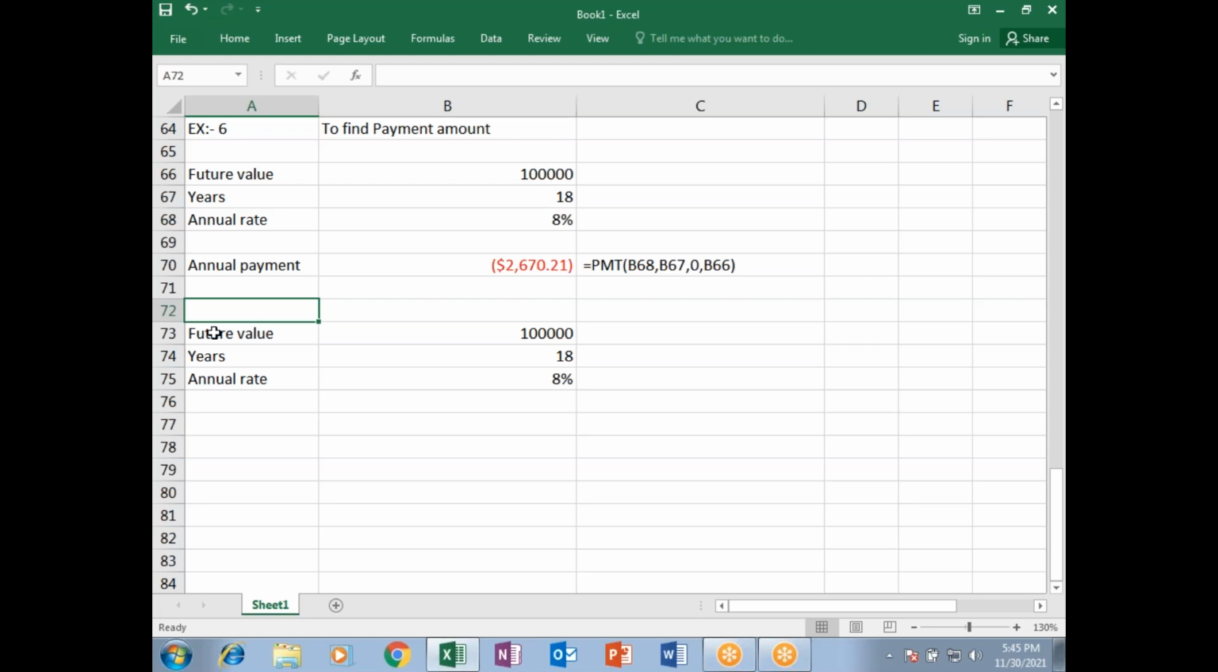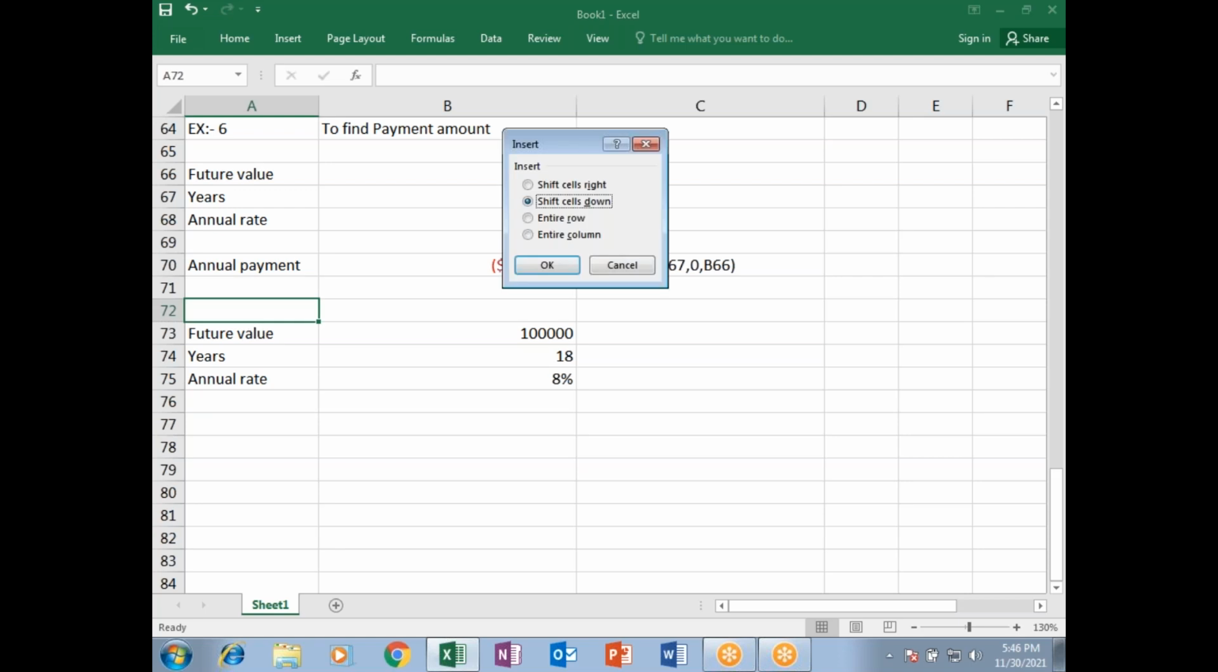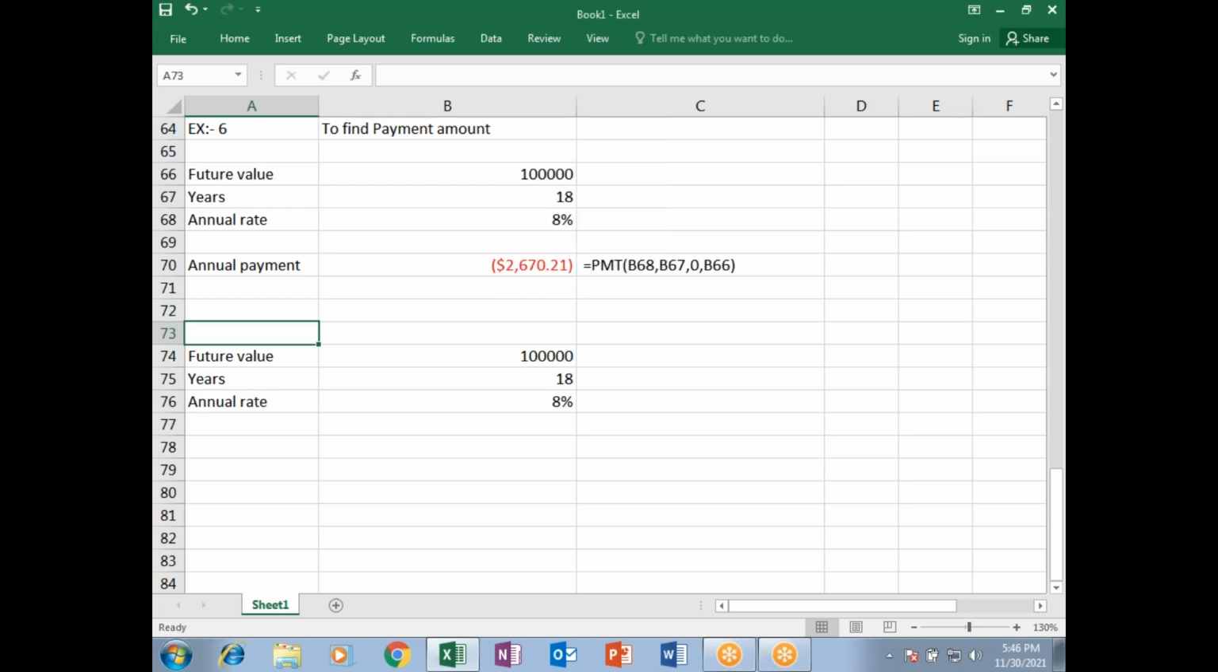Control R. No, to insert a new row, not for drag to the row. Control plus, not shift. Control plus. So where I want to insert, keep the plus cursor there, press control, and you should enter the row. Enter. So it will insert.